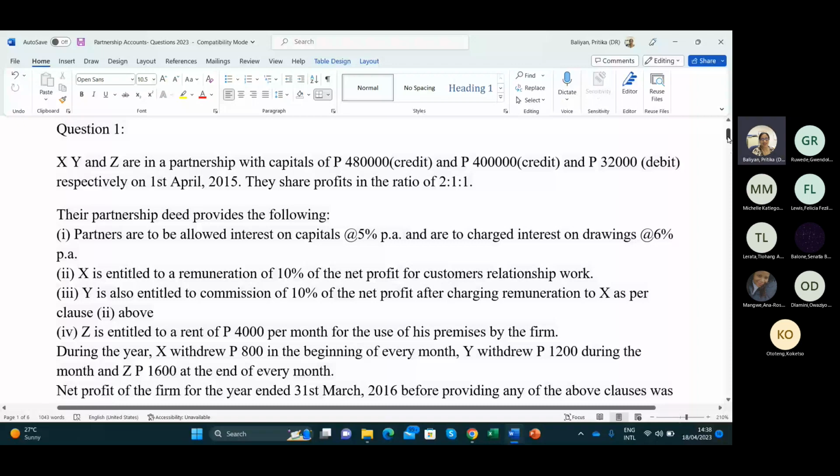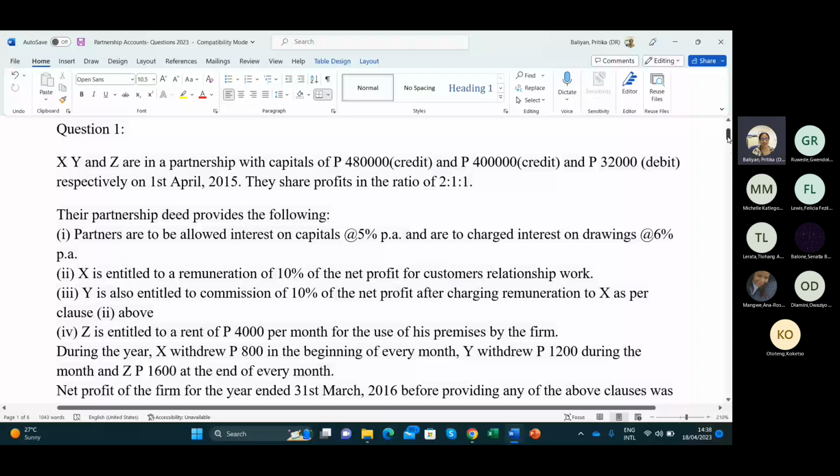Now we are left with the interest on drawings at the rate of 6% per annum. So how much amount has been withdrawn by the partner? At the bottom you have been given the information. During the year, X withdrew 800 at the beginning of the month.